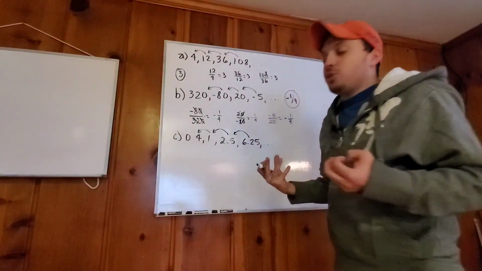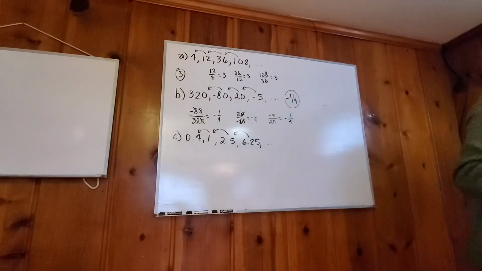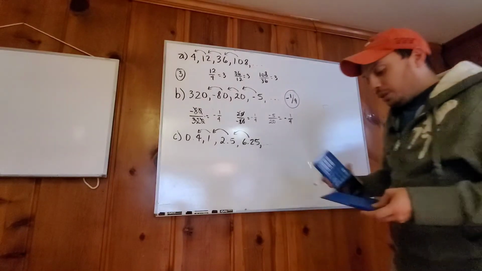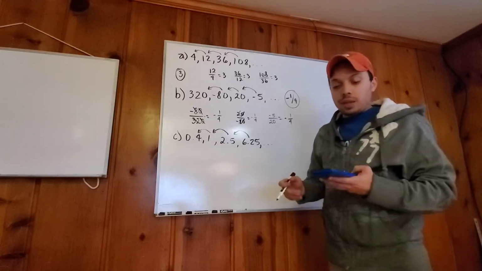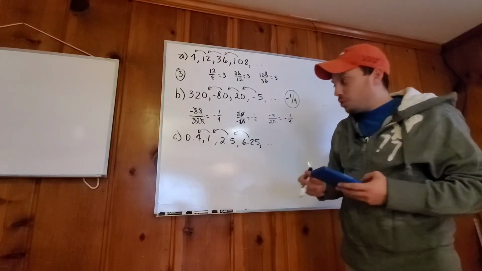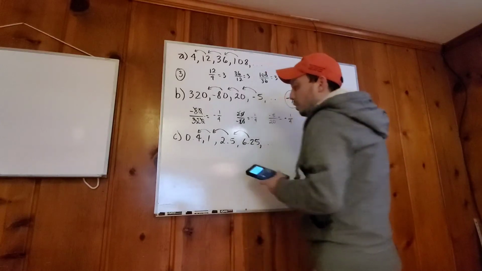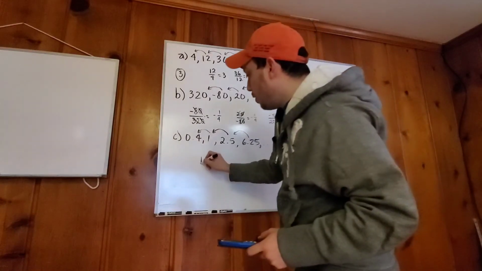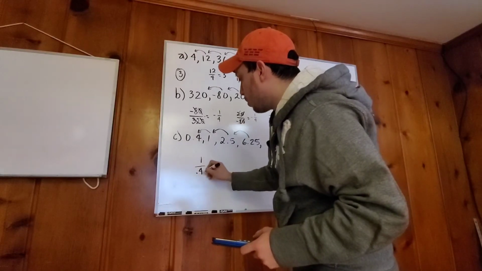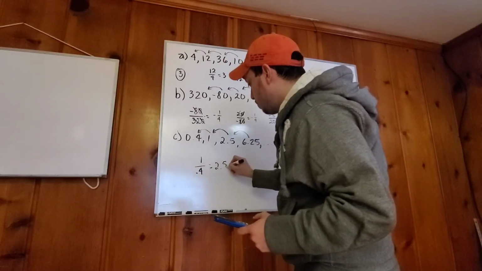And hopefully you understand that you are able to use a calculator. Let me get mine. Because obviously by now, I expect you to all have a calculator and be able to use it. So, if we're going to use the calculator, it would be 1 divided by 0.4, which is 2.5. So 1 divided by 0.4 is 2.5.